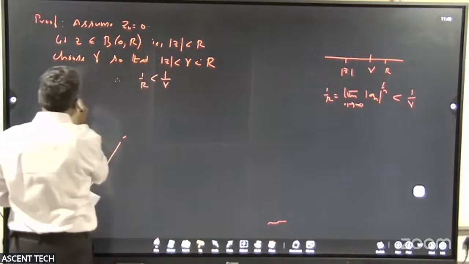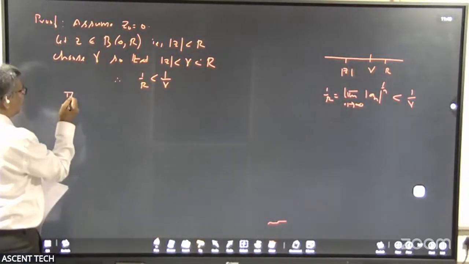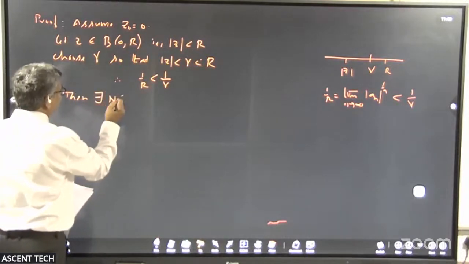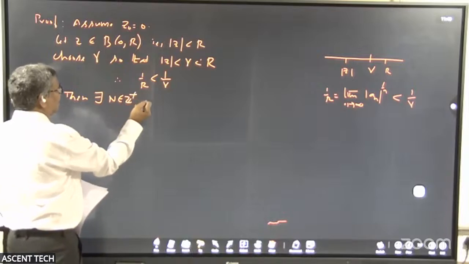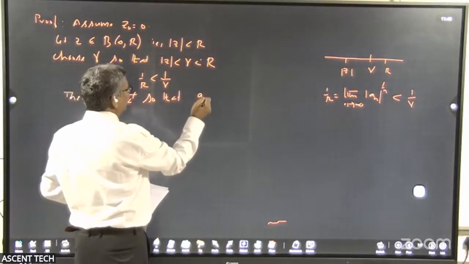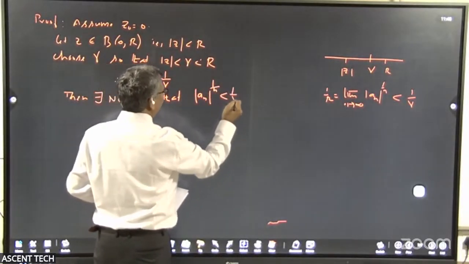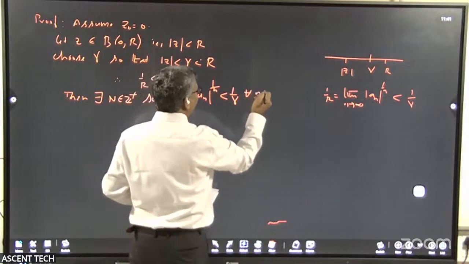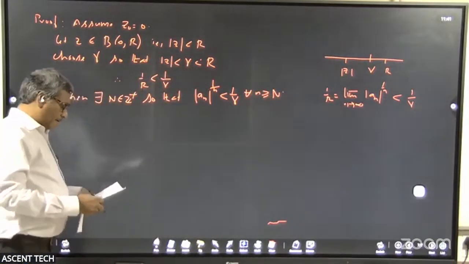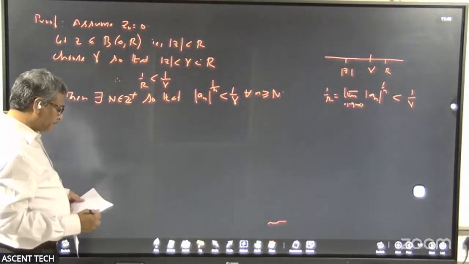Then there exists a positive integer N so that |a_n|^(1/n) is less than 1/r for all n greater than or equal to capital N. Is that right?